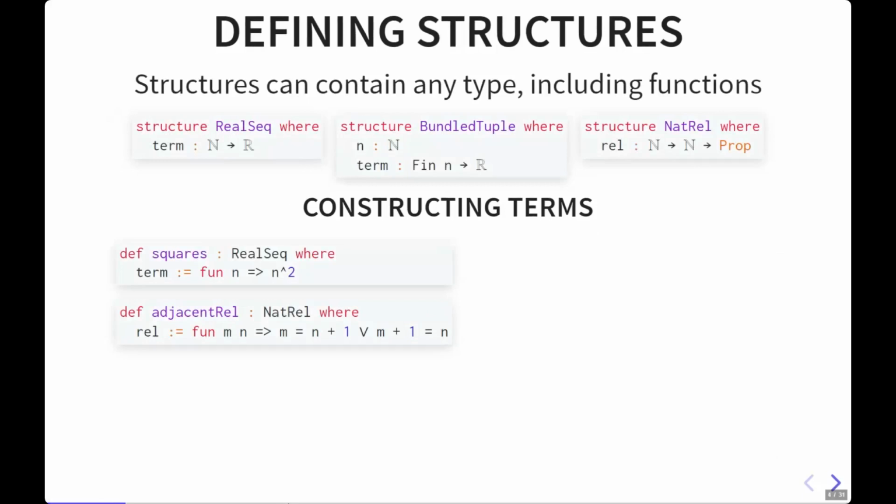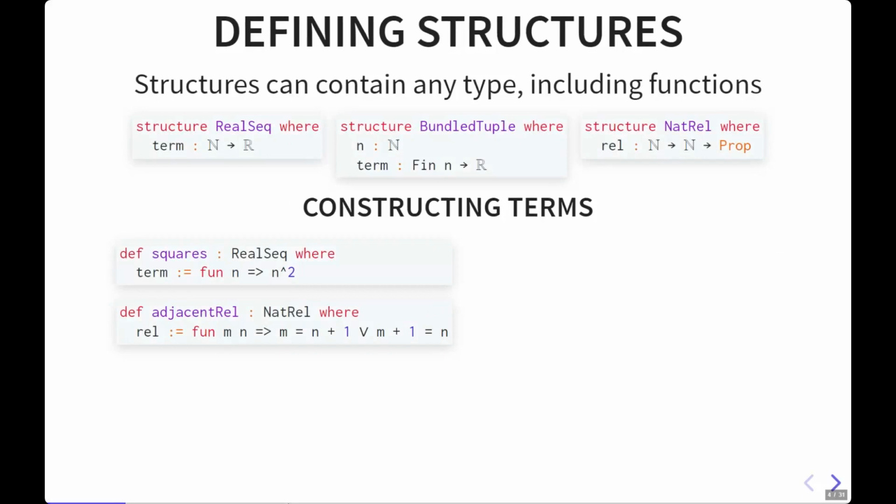Structures can't just contain singular values, you can also put functions inside them. So the first thing here is a sequence of real numbers indexed by natural numbers. You can have sort of a tuple of n real numbers where n is itself part of the tuple. So this is in some sense a sigma type. I'll get back to that one in a sec.